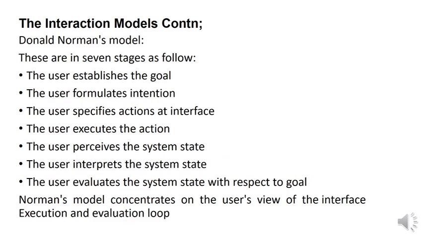Then the interaction models, Norman's model. These are in 7 stages. Now we are examining Norman's model. Norman's model has 7 stages, which you as a student need to familiarize yourself with. Number 1, the user establishes the goal. It is the user who knows what he actually wants to achieve. Then the user formulates the intention, the user specifies the action at the interface, then the user executes the action.